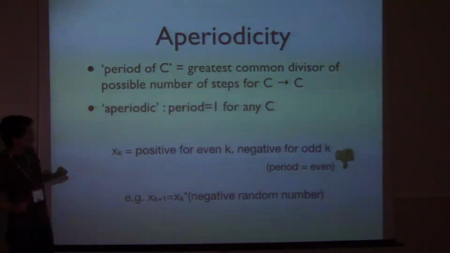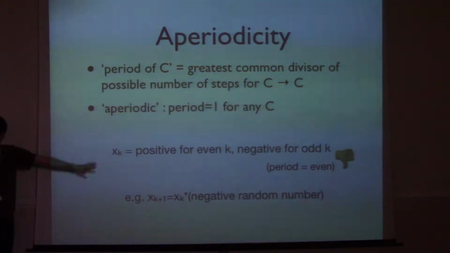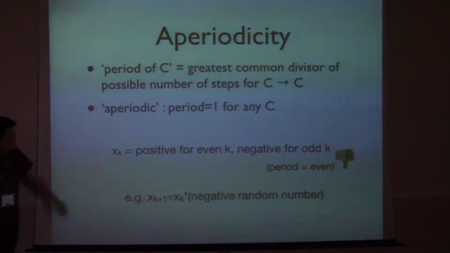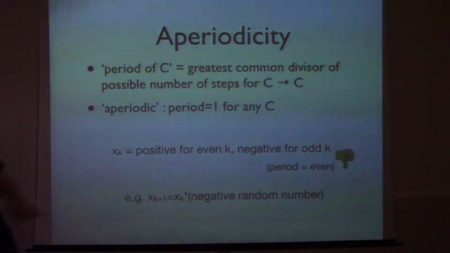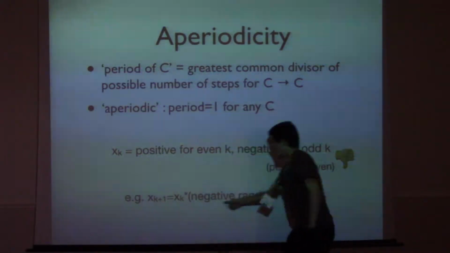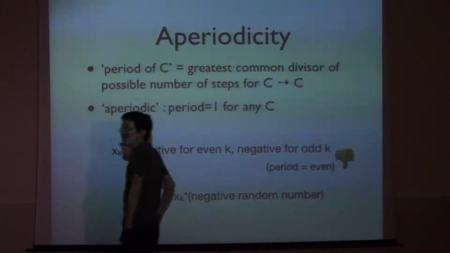For example, if you take a very pathological example like this, xk is always positive for even k and always negative for odd k. Then the period has to be even, at least 2. So it's not aperiodic. Such an updating algorithm is not really good. You cannot get the right number. And you can make such a pathological example, for example, by taking xk plus 1 to be xk times some negative random number. If you do such a thing, you never get the right result.